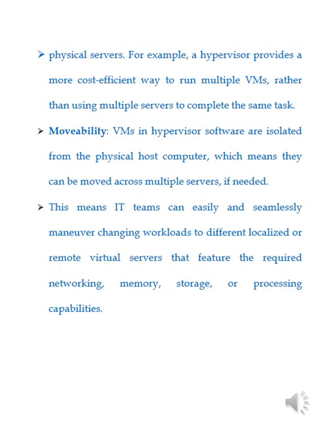For example, a hypervisor provides a more efficient way to run multiple VMs rather than using multiple servers to complete the same task. Movability. So VMs and hypervisor software are isolated from the physical host computer, which means they can be moved across multiple servers if needed. This means IT teams can easily and seamlessly maneuver changing workloads to different localized or remote virtual servers that feature the required networking, memory, storage, or processing capabilities.